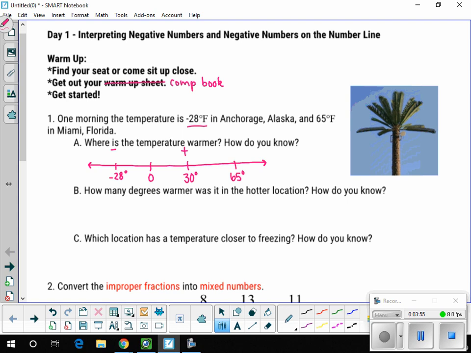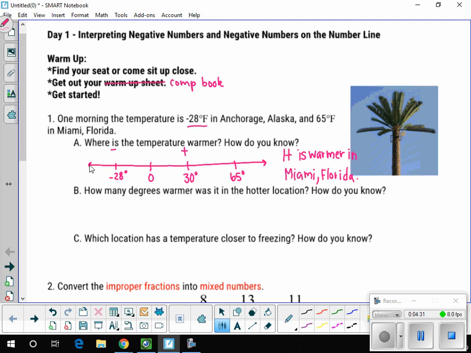So you're trying really hard to make those proportions. I can see that you guys are working really hard with this on your number line right now. Good job. So we know that it's warmer in Florida. So let's also put a sentence. It is warmer in Miami, Florida. On our number line, we can see that it is more in the positive direction on our number line. It's further to the right.